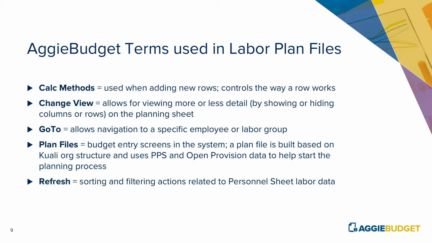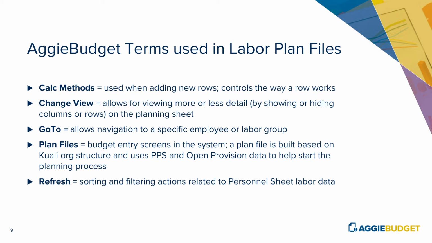Just a little reminder of the terms that are used in the labor plan files. You're going to learn more about calc methods, what we mean by that, and how they are used to add new rows and control the way the row works. You're going to learn how to change view, which will collapse or expand columns for reviewing personnel data. You're going to have a go-to button that will allow you to go directly to an individual or to a labor group if you want to review that.